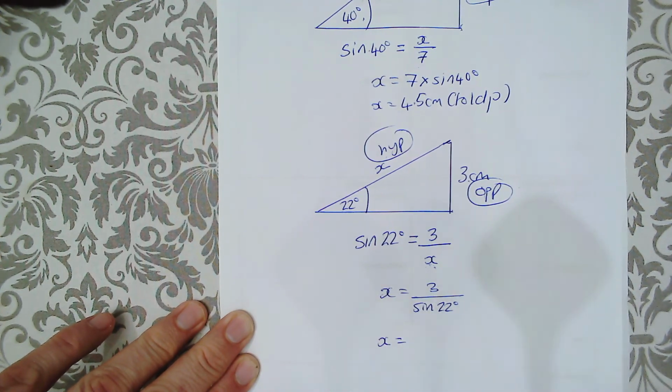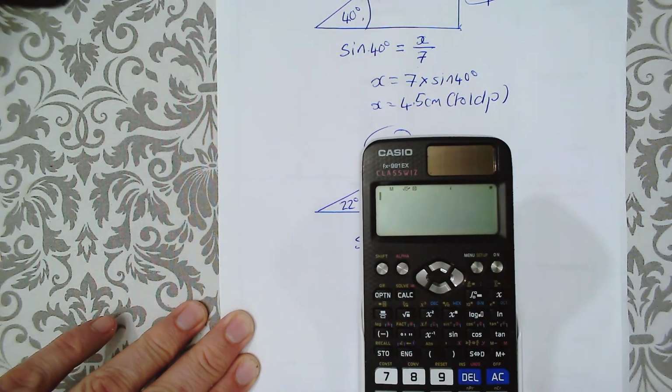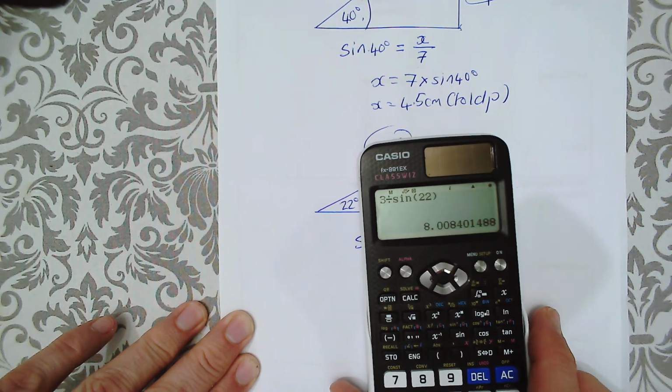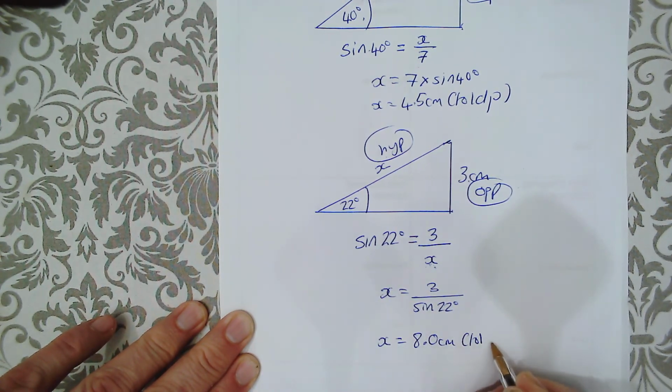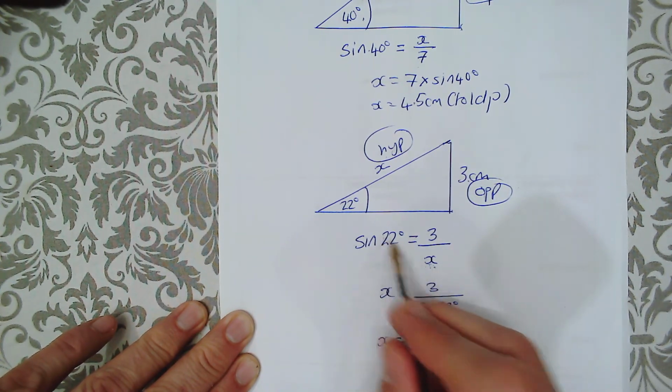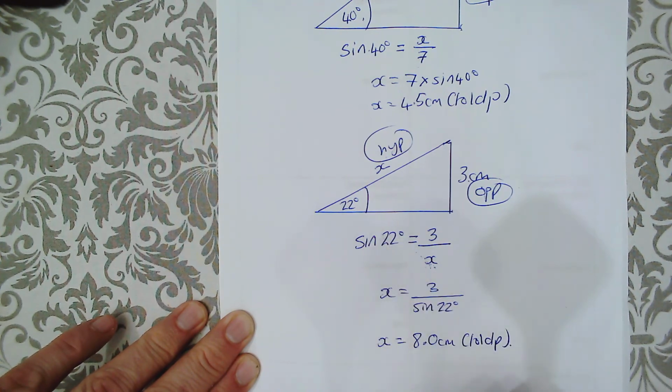So x equals, let's do this in the calculator, 3 divided by sine 22. There you go, 8.008. So we've got, let's just call it 8.0 centimetres to 1 decimal place. So here, that little switcheroo can be very useful.